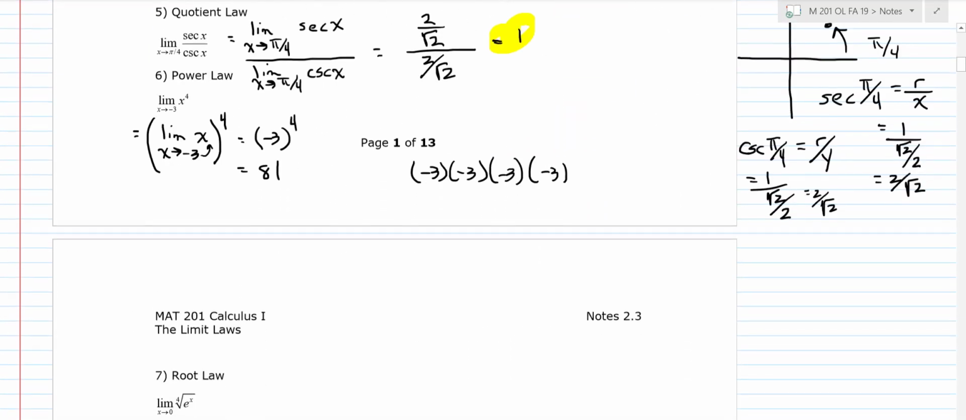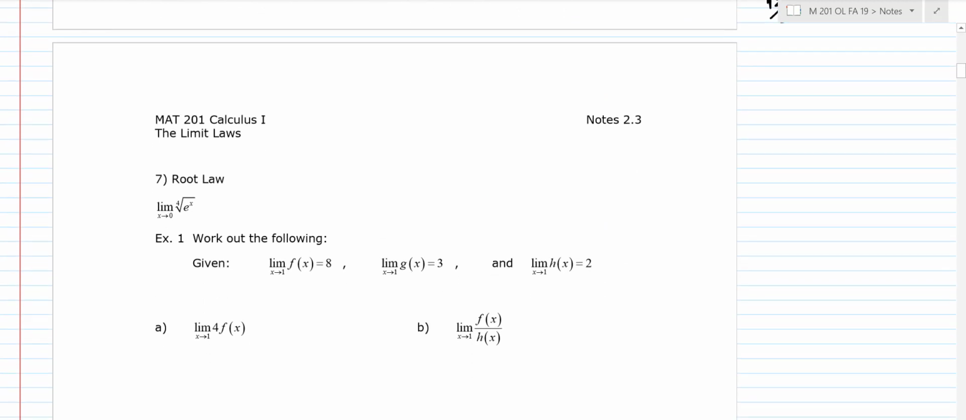Okay? All right, so I'm going to go to the next page, and I'll show you how this works out. So this is going to go like this. We have an even root. So what we do is the limit of the function under the radical as x goes to 0, and then we're going to do the fourth root of the entire thing. So that's how that gets put together.